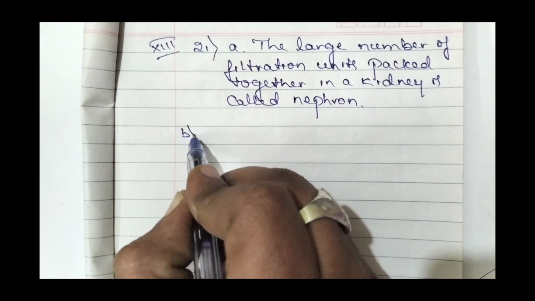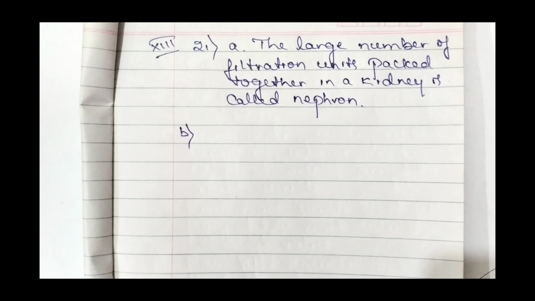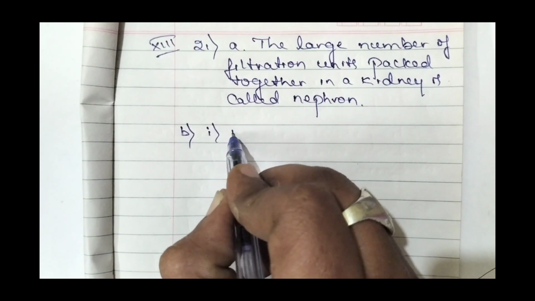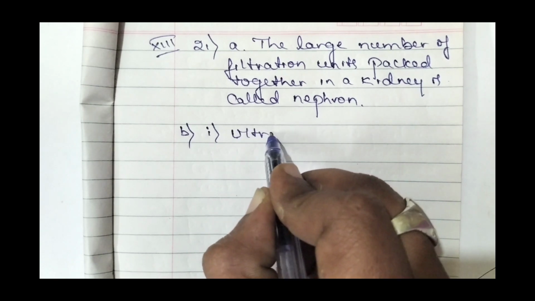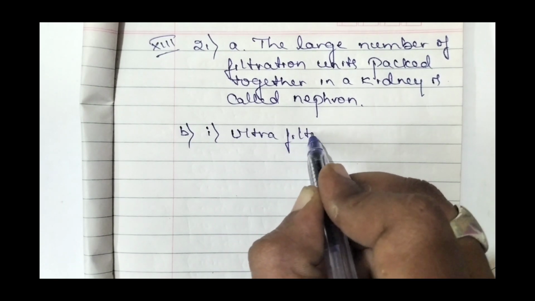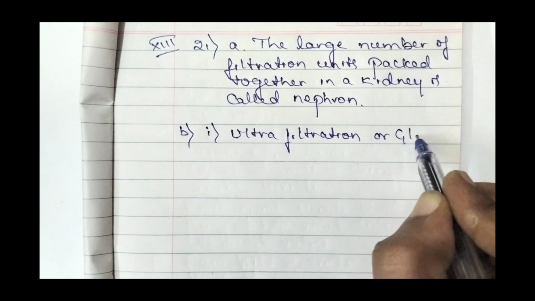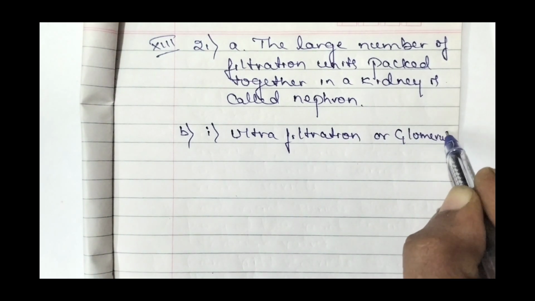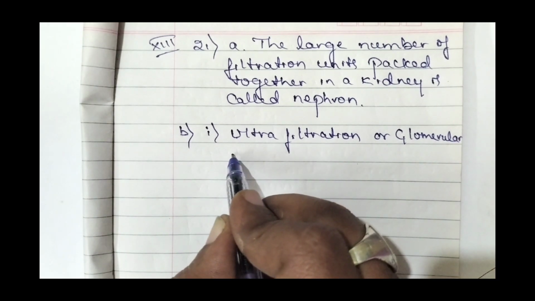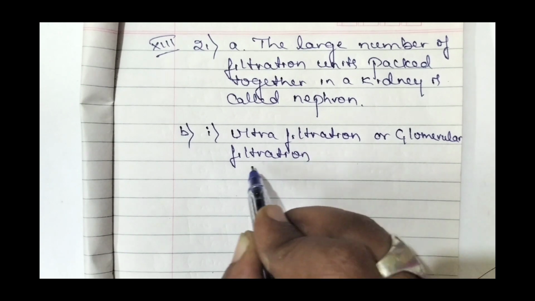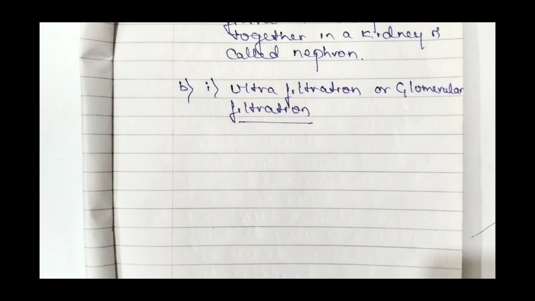So now let us move to the second, that is how urine is produced. Urine is produced in 3 steps. The first step is called ultrafiltration, or it is also called glomerular filtration.